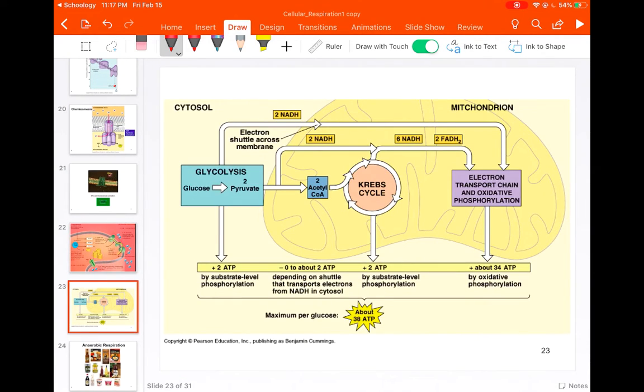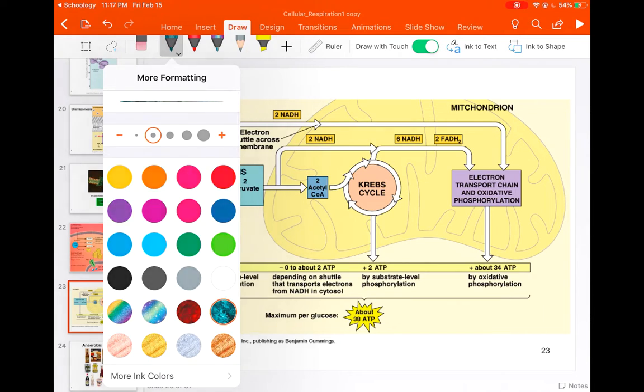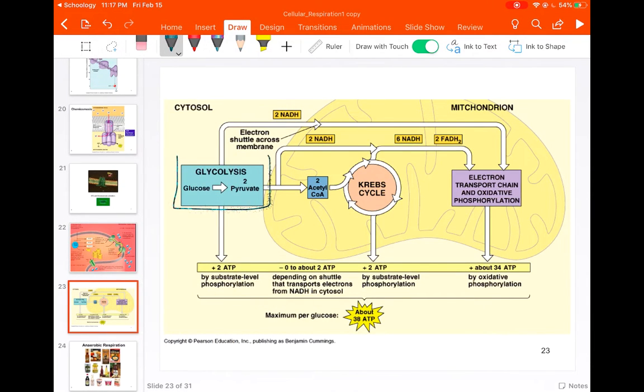Right here. Now let's take an overview of just aerobic respiration. Remember that all processes of cellular respiration begin with glycolysis. It doesn't matter if you're going to do aerobic respiration or anaerobic respiration. It has to begin with glycolysis, where the starting point is glucose. You convert that glucose into two pyruvate or pyruvic acid molecules.